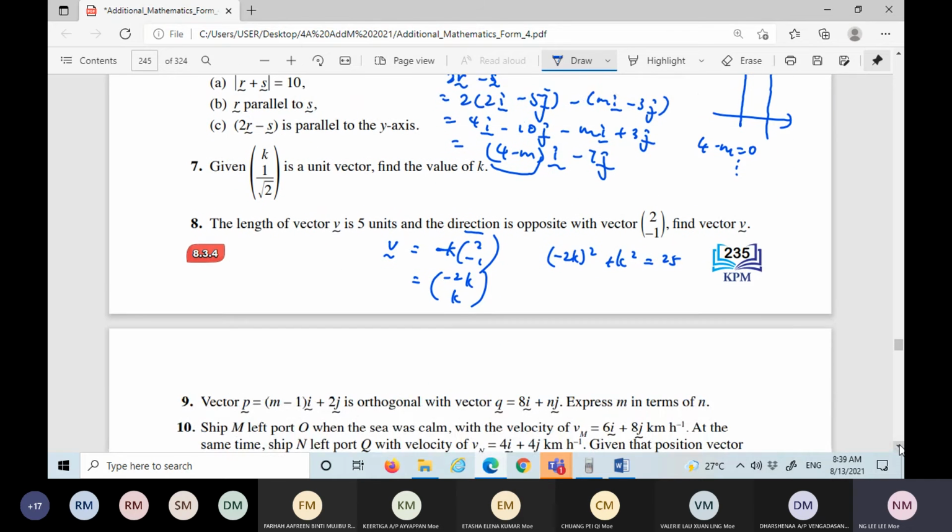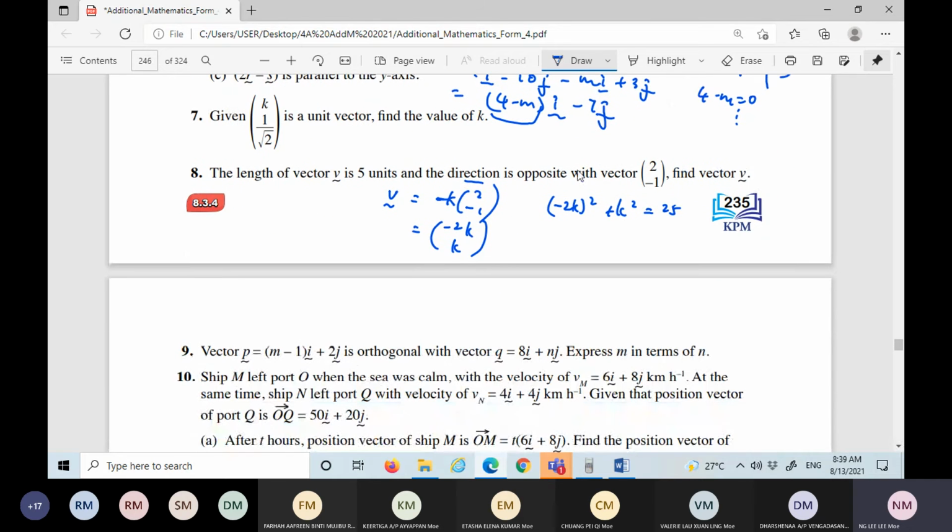So all this you have to know. When it's opposite, you change the sign, and being opposite to the vector also means it is parallel to this vector, so you can put a k in front. All these you have to remember, how to do this type of question.